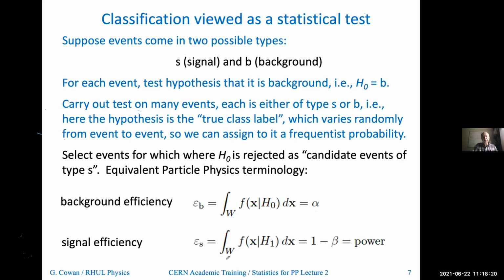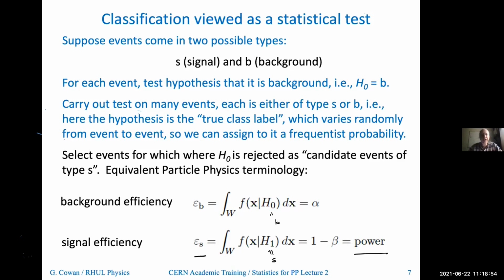On the other hand, if you do the corresponding probability for signal, so H1 is signal, right? And H0 is background. Then if you're in the critical region, it means that you've rejected the background hypothesis, you've selected it as a signal event, and so that's the signal efficiency. And so that corresponds to the power of the test. All right, so anyway, that's just the correspondence between the statistics terminology and the particle physics terminology, at least for this type of problem.